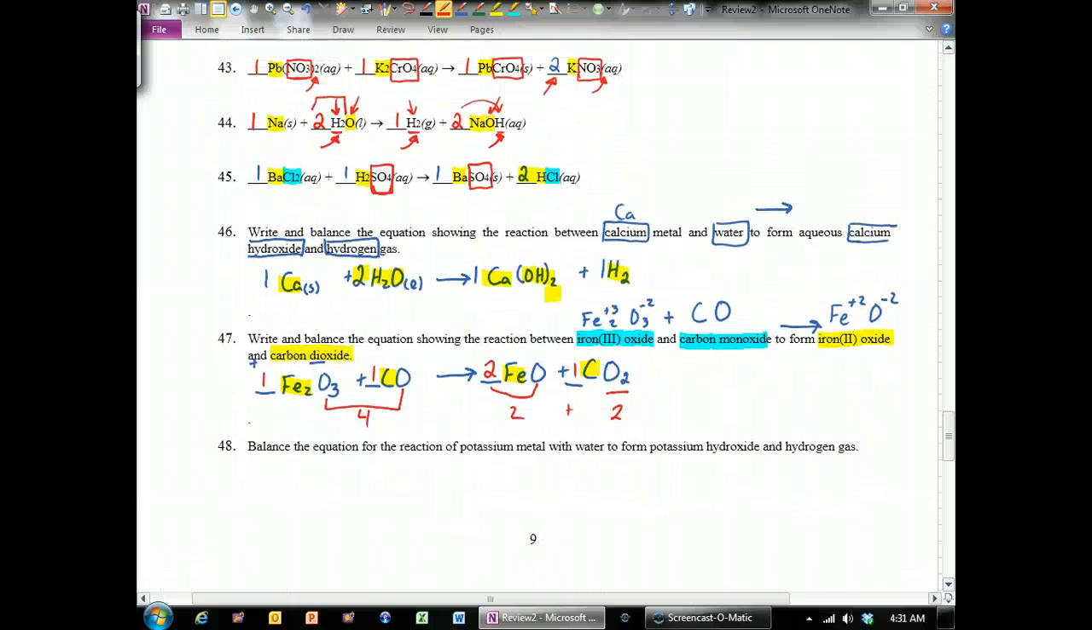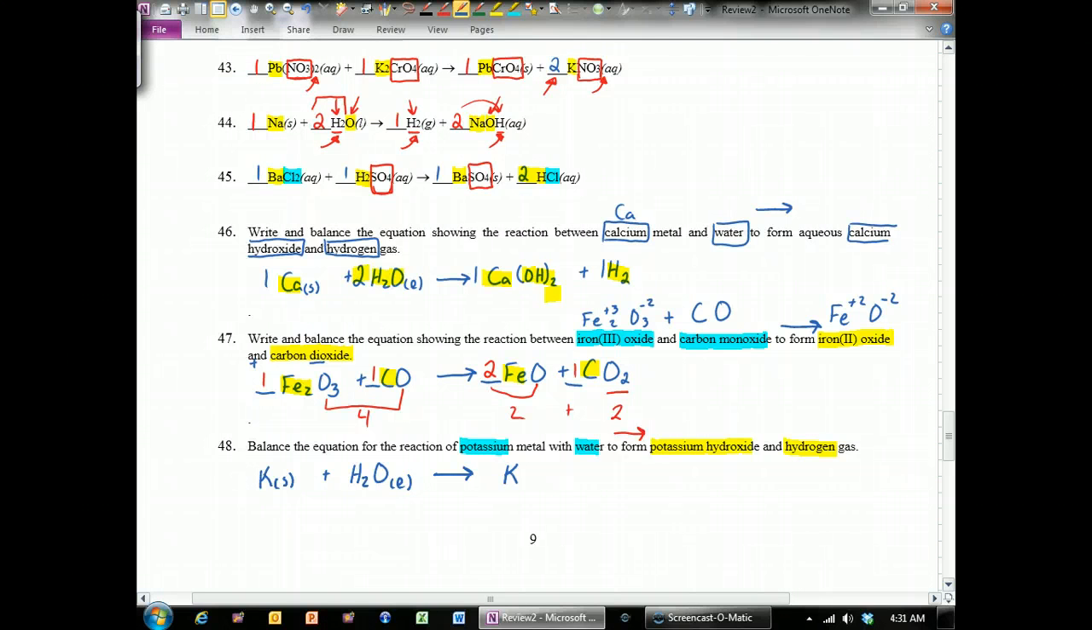The last one for balancing the equation, again finding the elements in here. Potassium reacts with water to form potassium hydroxide and hydrogen gas. So potassium metal, potassium is an element, so I look that up. It's a solid at room temperature, and with water, it's reacting with water, H2O, and then it's forming potassium hydroxide.